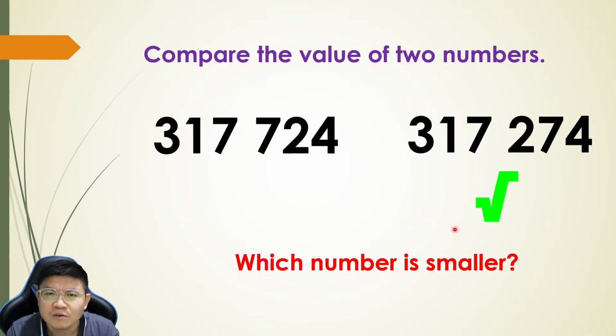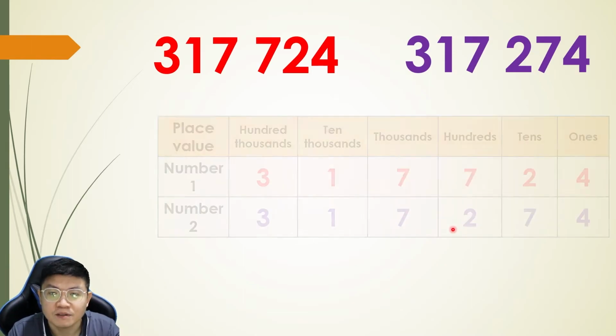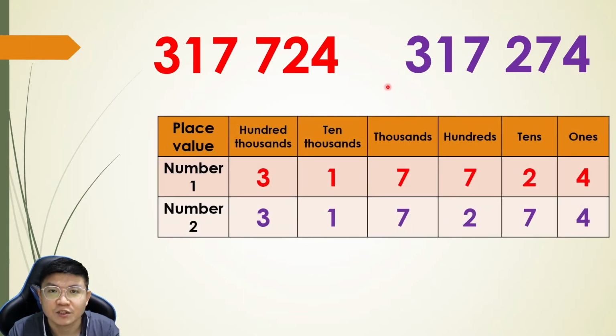317,274. How do you want to compare? Well, there is actually a skill to compare it. By taking the two numbers, I arrange them into tables, right? So this is place value up to 100,000, and this one is number 1, and this is number 2. 317,724, 317,274, right? To compare these two numbers, we start from the left-hand most, right?